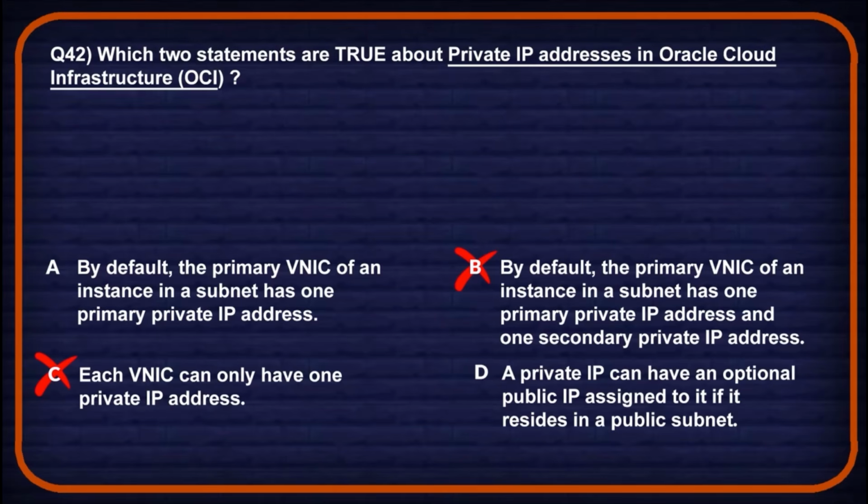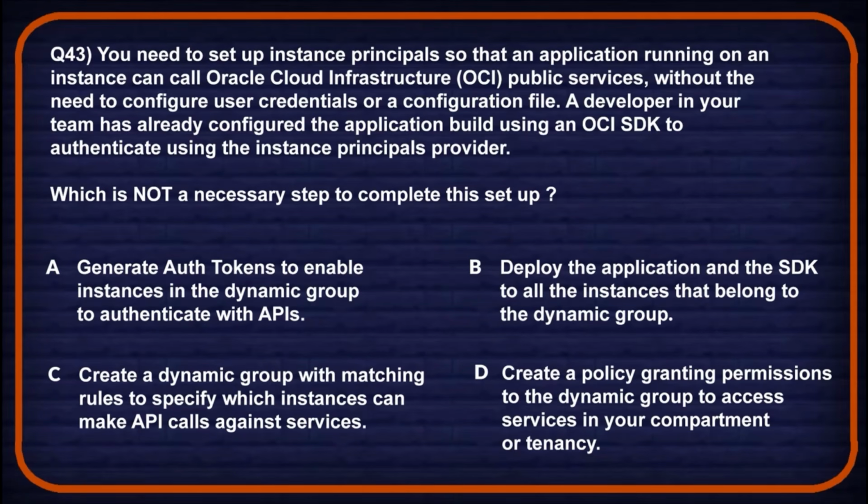Moving on to option number D. A private IP can have an optional public IP assigned to it if it resides in a public subnet. If the subnet allows, a public IP can be attached to enable internet access. So option D and option E will be the correct choice. Okay, let's look into question number 43.